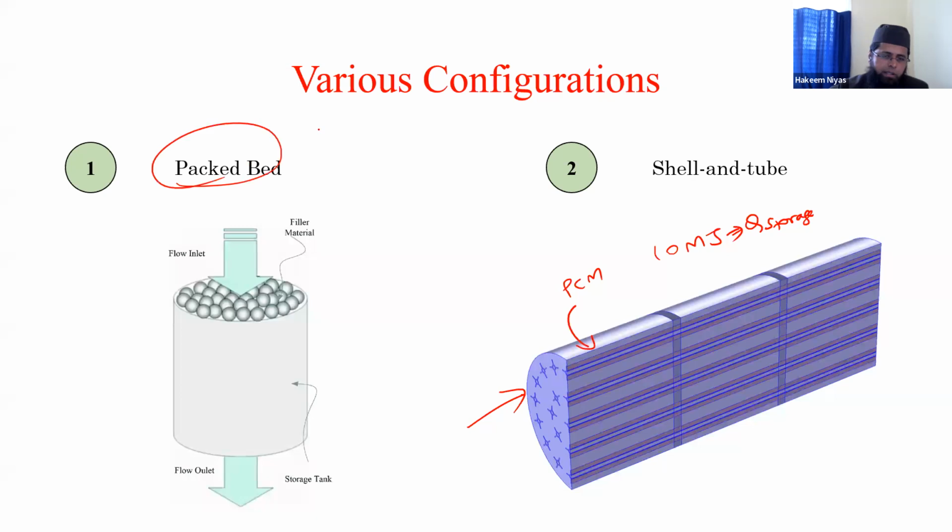Packed bed is generally used for air-based HTF, where we have a turbulent flow available in the packed bed. So the hot air will give its heat to the PCMs packed in spherical capsules, and it will go out at a cooler temperature, and later it can be utilized.